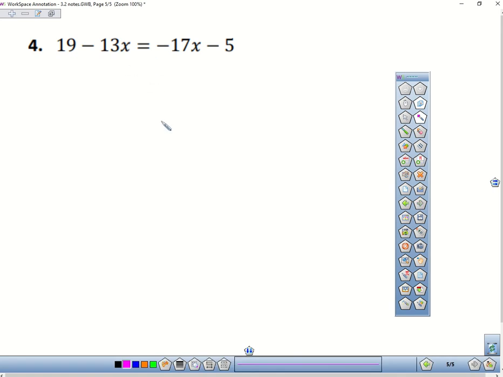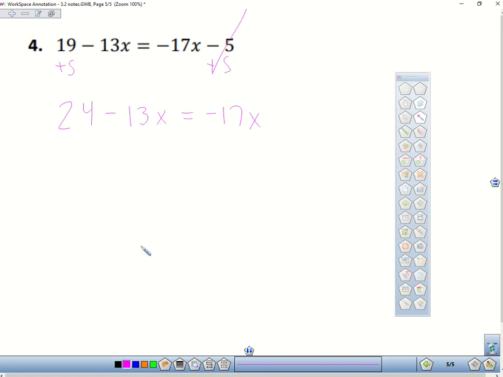So now in this question, we need to get the x's to one side, we need to get the numbers to the other side. So what do you guys propose we do here? Add 5. Alright, you want to add 5. Okay, let's add 5 to both sides. This gives me 24 minus 13x equals negative 17x.